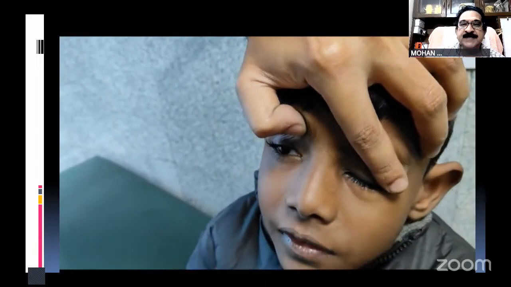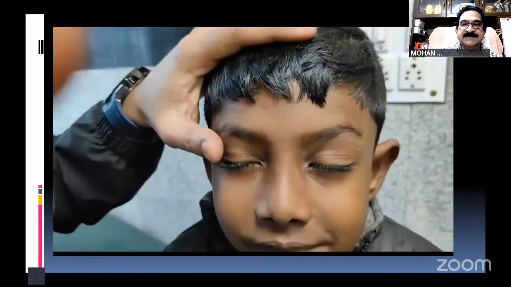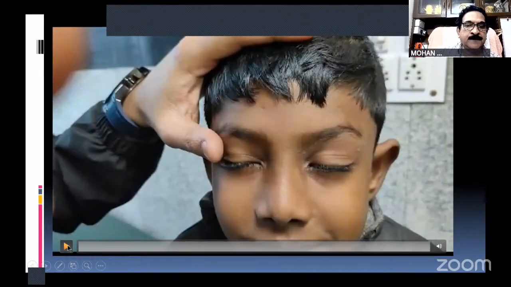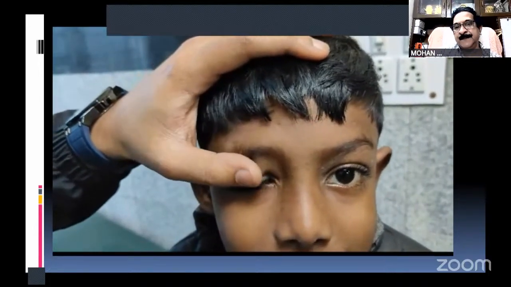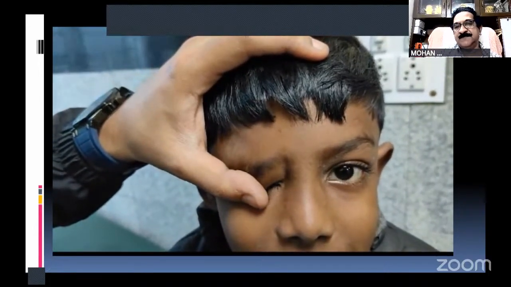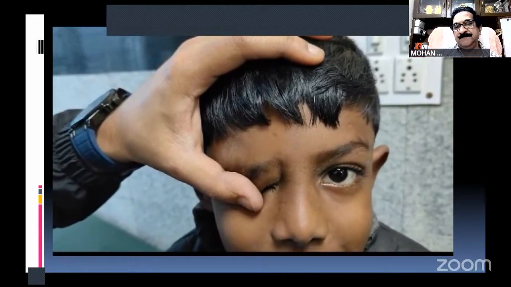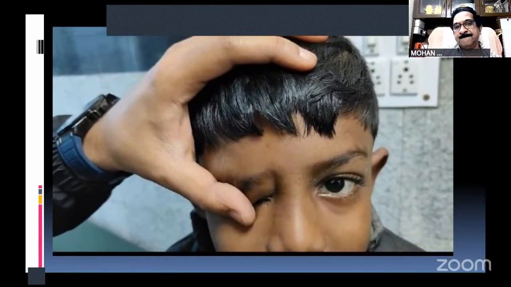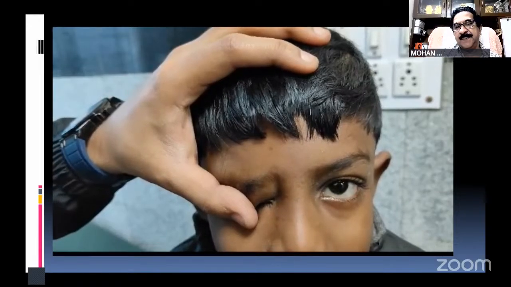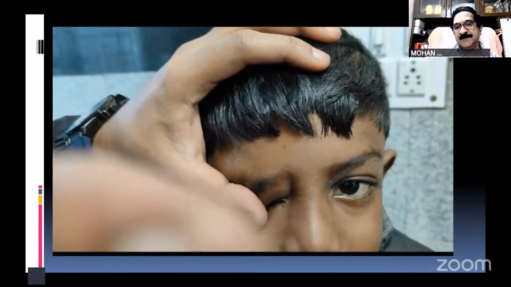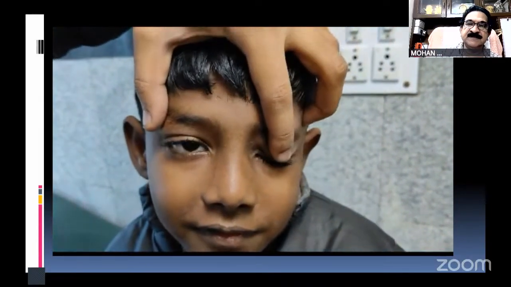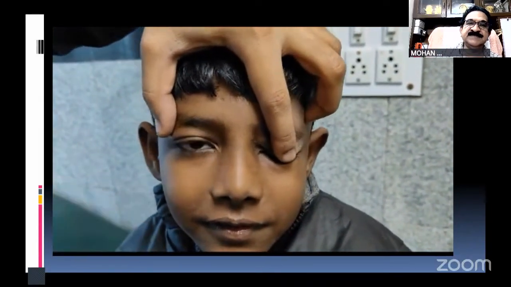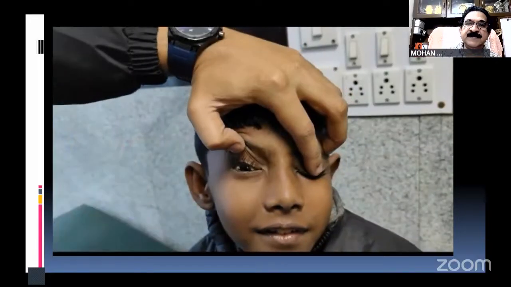Okay, I'll show a slow motion video. Same child. The important matter I will show. Close the right eye. You see nystagmus appearing with fast component towards the left side. When both eyes are open, there is no nystagmus. Close the left eye, there is similar nystagmus in the right eye, but much less compared to that of the left.